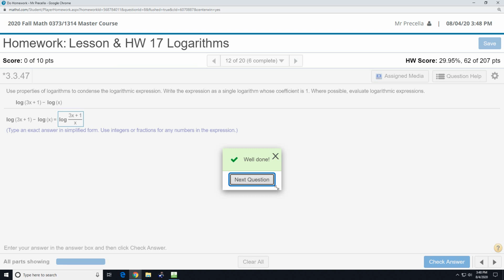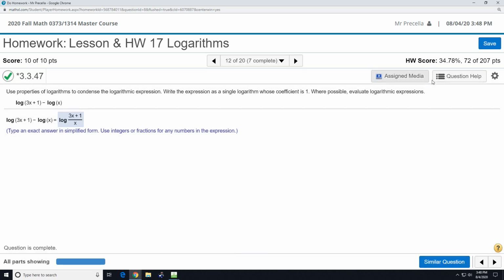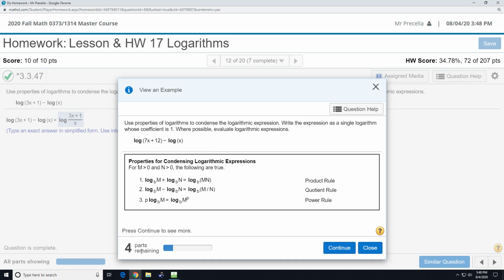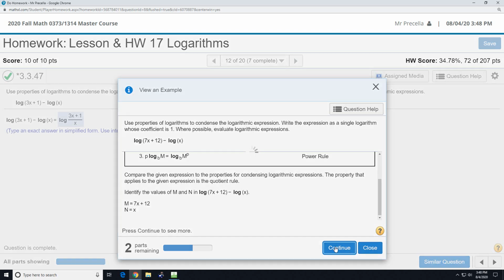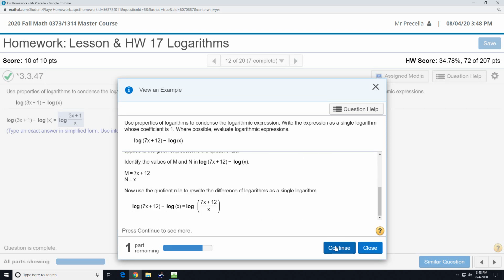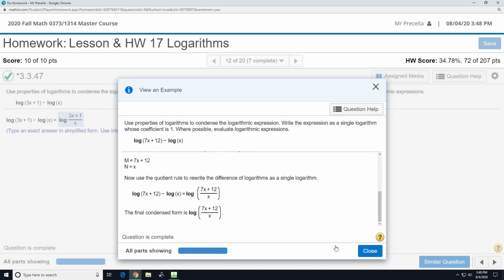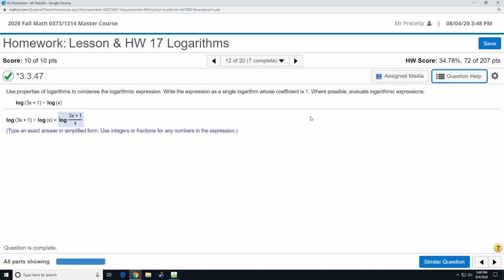And you know what? I want to see something just out of curiosity. Sometimes how are they doing with the view an example? There's only 4 steps remaining. 4 steps? I was always amazed. They put in so many steps. Oh, wow. Okay. Let's move on.